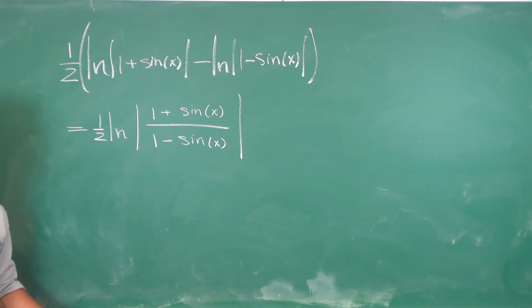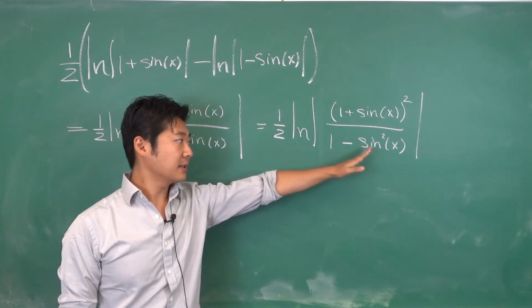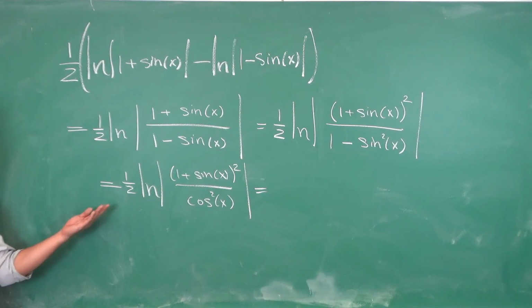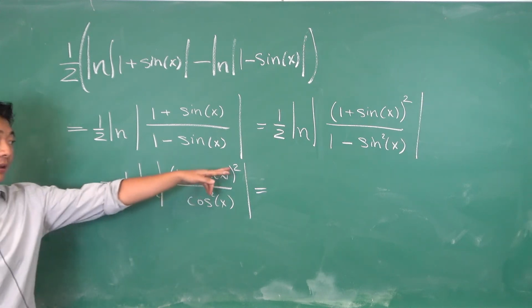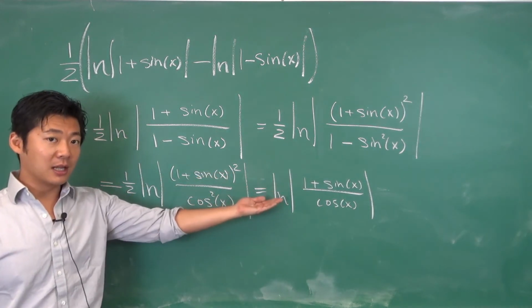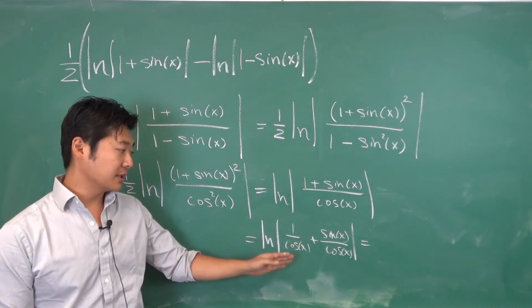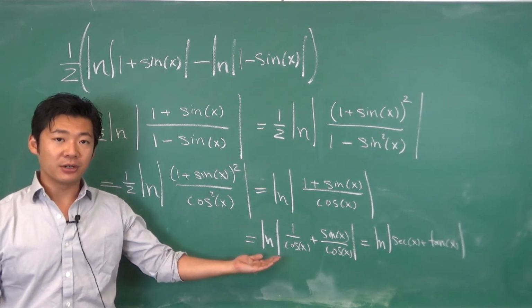Now we can multiply by 1 plus sine x, so that we have 1 plus sine of x squared and 1 minus sine squared. But we can replace this with cosine squared, and then move this 1 half to the exponent so that these will go away. So we're left with this expression, and now if we split the fraction, we get natural log of 1 over cosine plus sine x over cosine x, which is exactly the expression that we saw earlier.